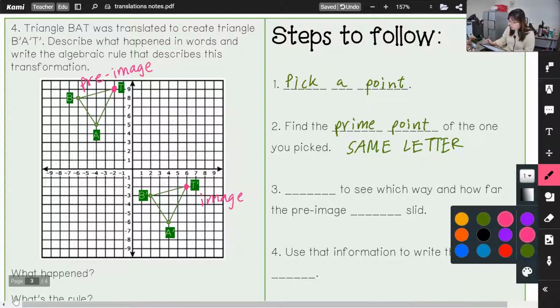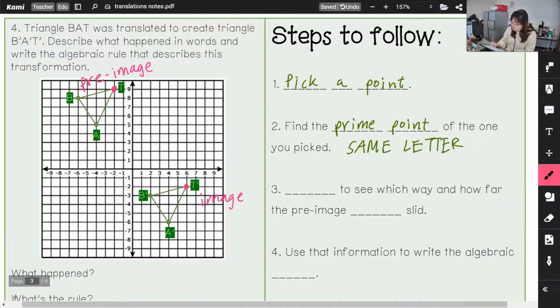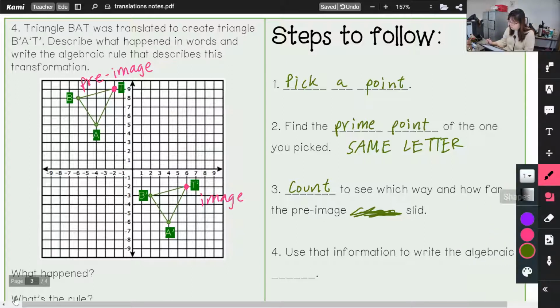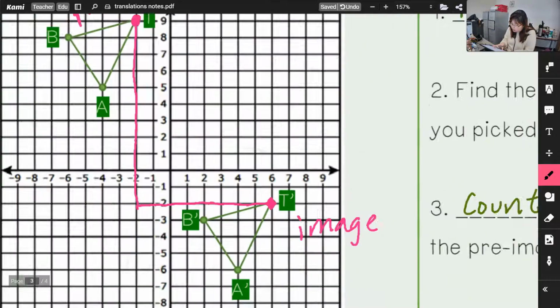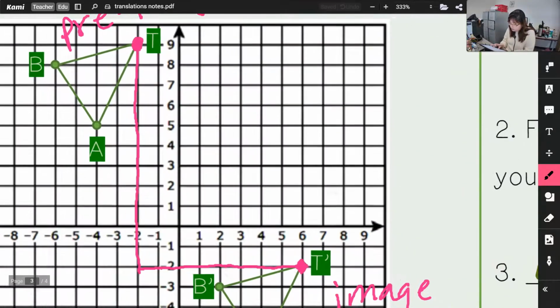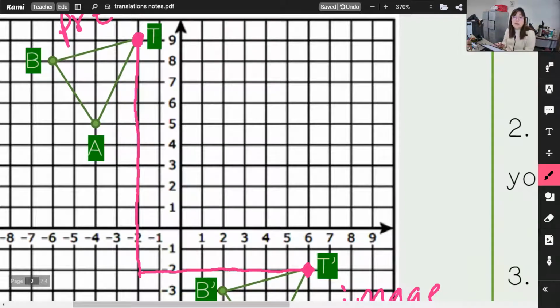Okay, after that, we get to step 3, so we're going to count. Count to see which way and how far the pre-image slid. Ignore this, yours doesn't have this little extra. This is very similar to when we calculate distance between 2 points. You want to connect them. On IXL, you can't really connect them, so you'll have to just count and zoom in. We zoom in because we want to know exactly how far down and how far to the right it went.